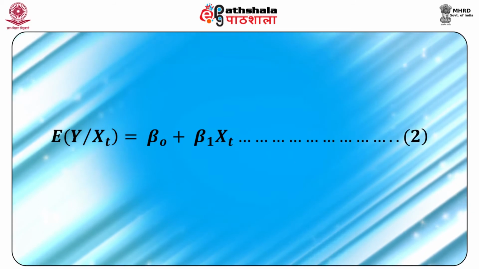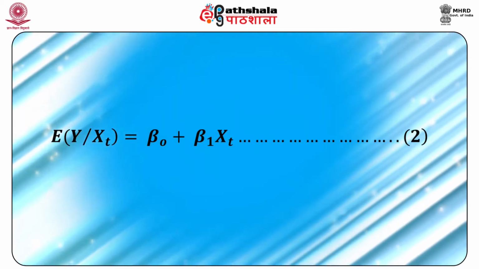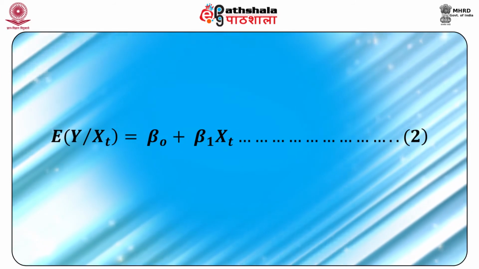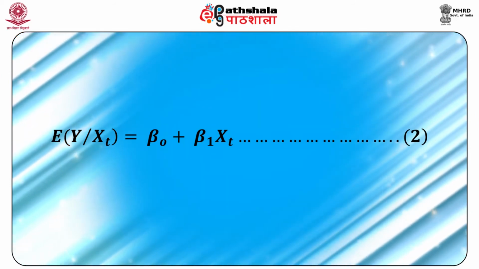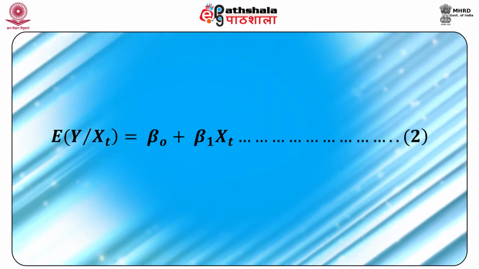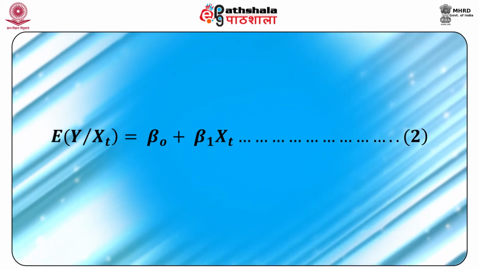For instance, many economists assume that expenditure on consumption and income are linearly related. For simplicity's sake and as an initial working hypothesis, we assume that the population regression function, which is the expected value of y given xt, is a linear function of xt. Hence, we can write this function as the expected value of y given xt is equal to beta 0 plus beta 1 xt, and this can be defined as equation 2.